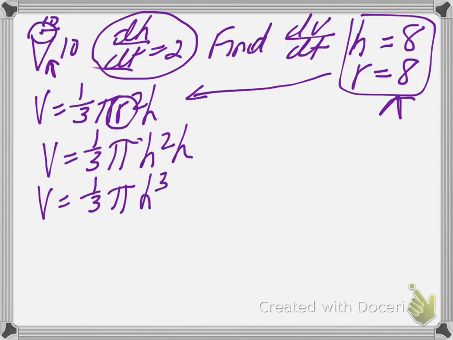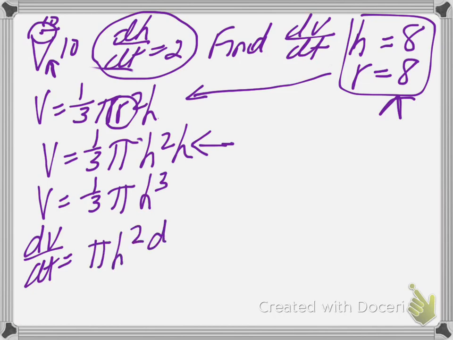One more time, you cannot put the 8s in until after you take the derivative. When you do the substitution on this line, that is not taking the derivative, it's just substituting. Now we're going to take the derivative. So dV over dt equals, using the power rule, 3 times 1/3, which is just 1, pi h squared dh over dt.